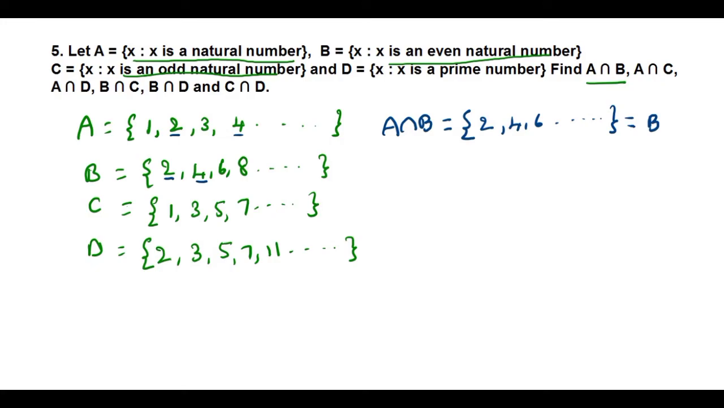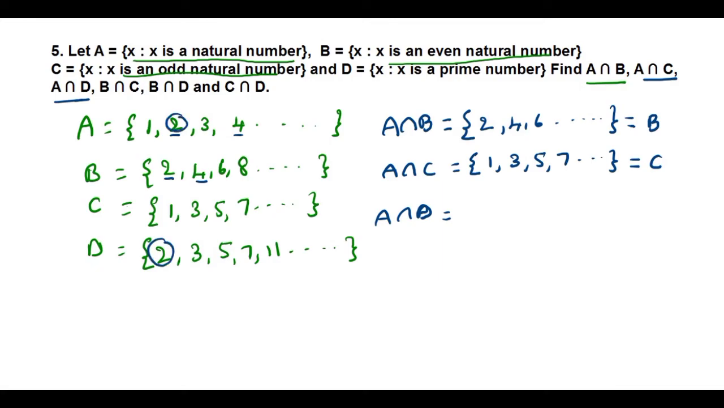And next question, A intersection C. What is A intersection C? In set A we have 1, 2, 3, 4. In set C we have 1, 3, 5, 7. Then definitely the common is 1, 3, 5, 7. Correct? So A intersection C equals C. Next one, A intersection D is asked. What is common in both? 2 you will get here and here, right? 2 is common, 3 is common. So all prime numbers you will get, that is 2, 3, 5, 7, and so on. This is D.